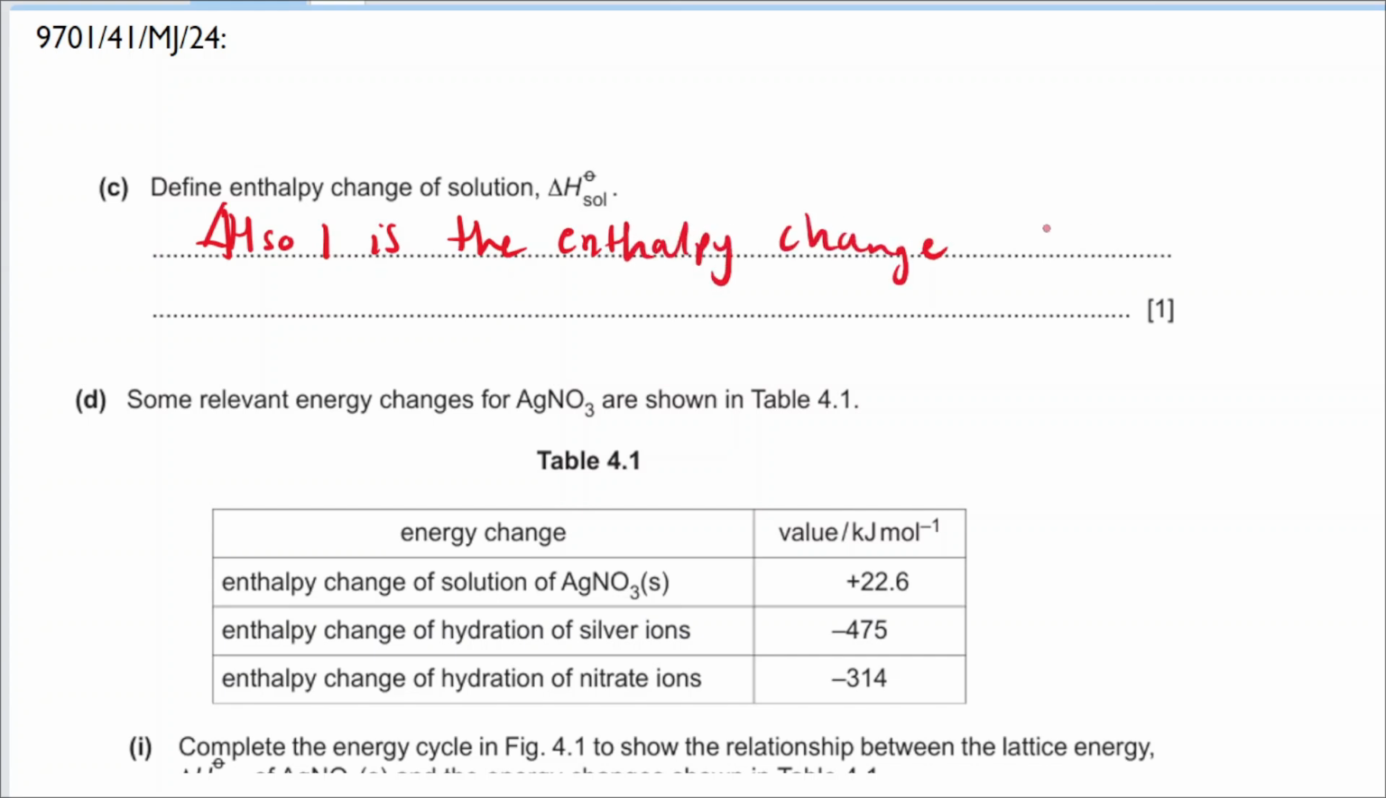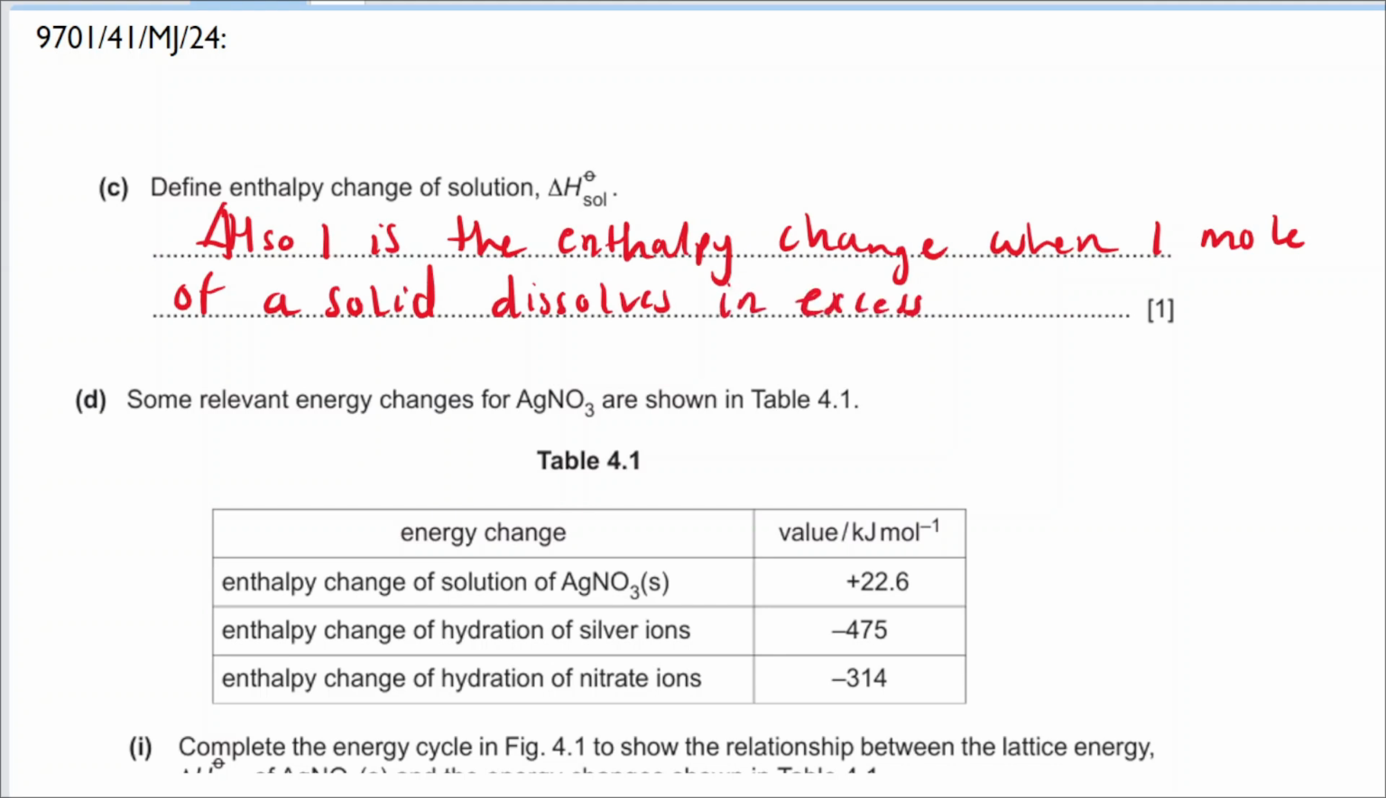when 1 mole of a solid dissolves in excess water to form an infinitely dilute solution. So this is just a 1 mark question, and this shall be enough for you to get the mark. Just straightforward: enthalpy change when 1 mole of a solid dissolves in excess water to form an infinitely dilute solution. We've already explained this concept of infinitely dilute solution in the lecture.